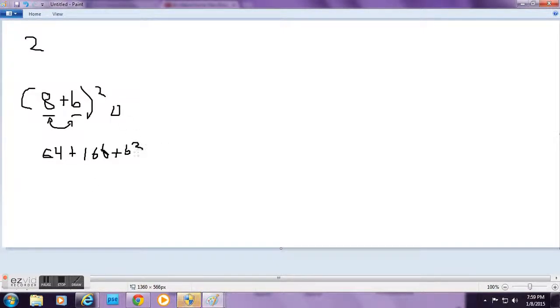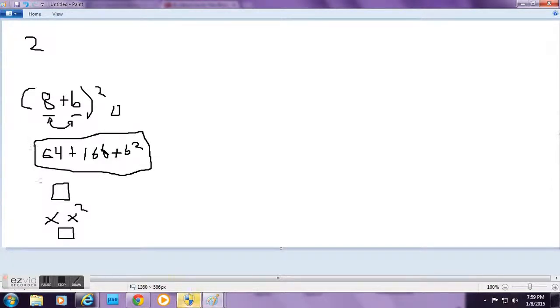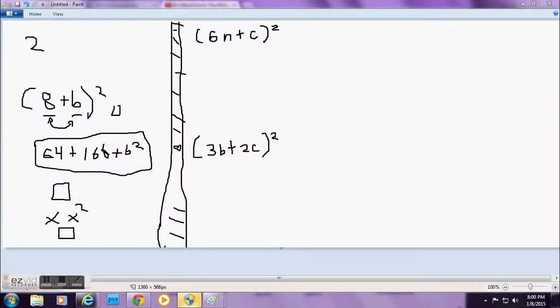The last thing you need to do is you square the last term, which is b to the power of 2. So all in all, you just need to square the first term, take twice the product of the first and second term, and then you square the last term. It's just like that. I'm going to do 2 more examples. Alright, I went ahead and did the problems.